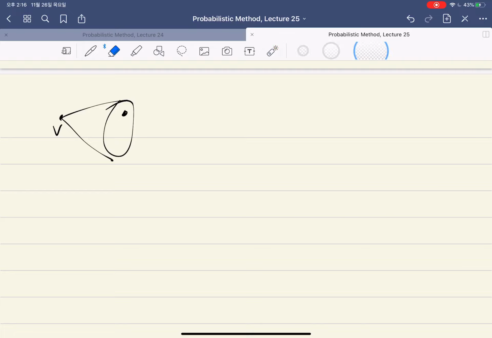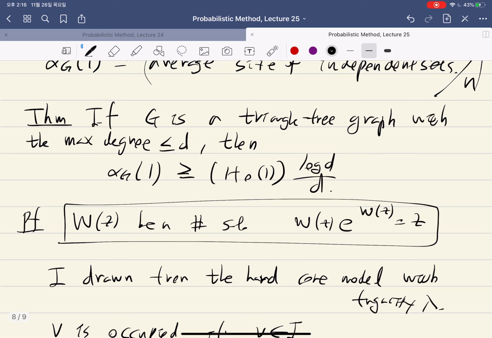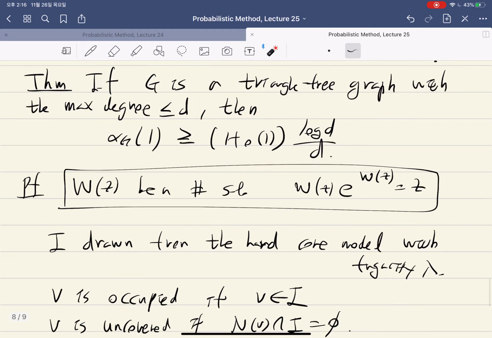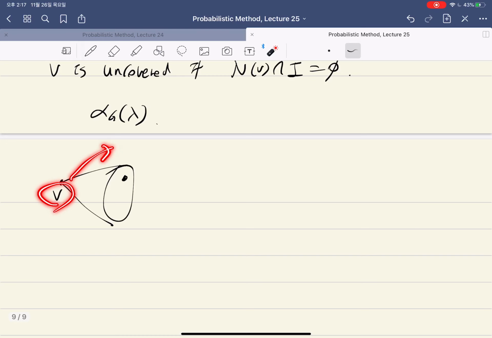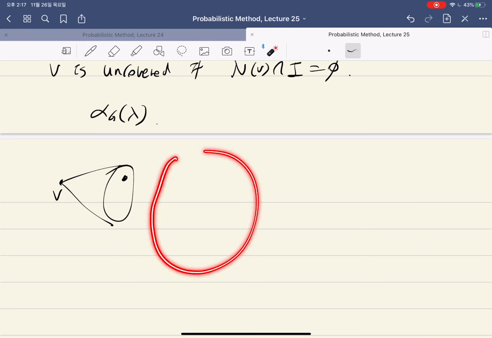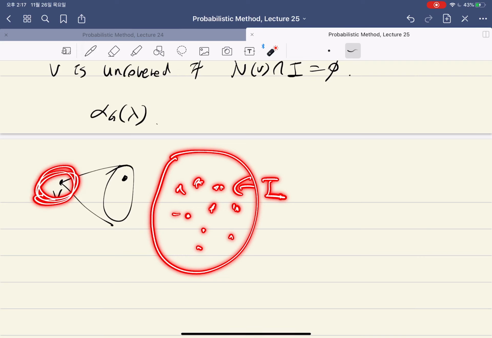So now what do we want to prove? We want to prove that this average size is at least this. So we want to measure this alpha of G of lambda. But if you see, whether this B is in the independent set or not is not really relevant to whatever happens in here. Whatever vertices in here are in I has less effect on whether this vertex is in the independent set or not. It's more related to the neighbors.